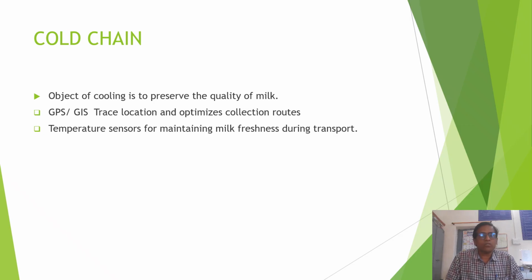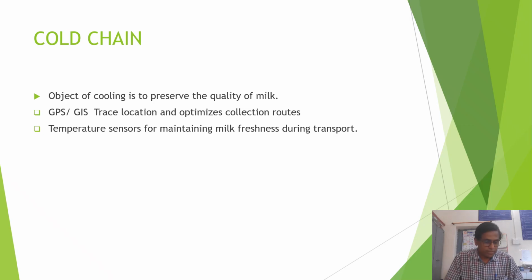Along with this, cold chain facilities are also important in the Indian dairy industry, as cooling of milk is a very important process which will preserve the quality of milk. So the object of cooling is to preserve the quality of milk.